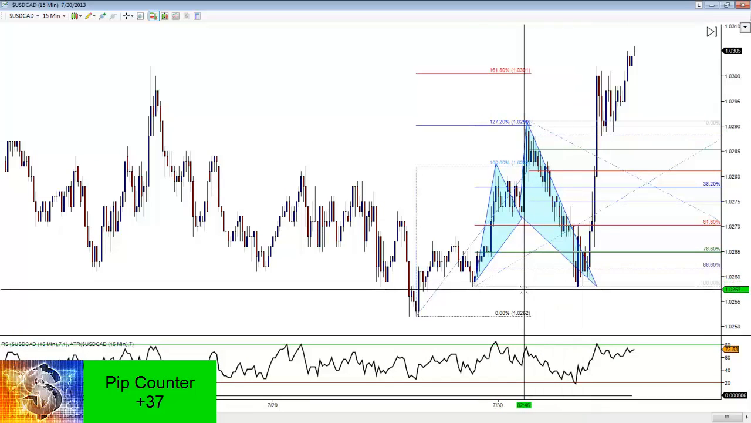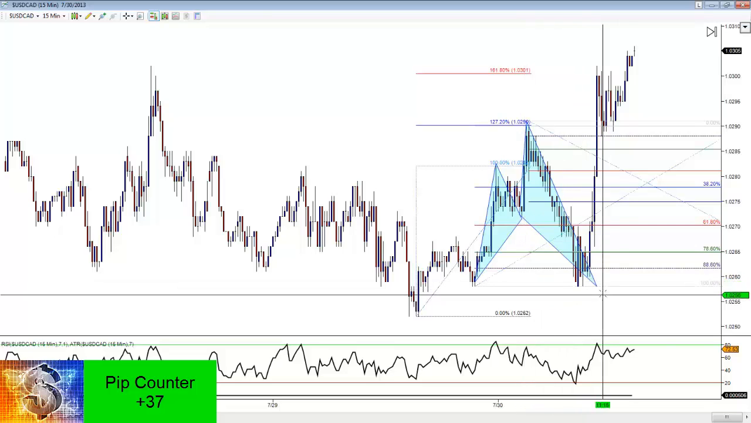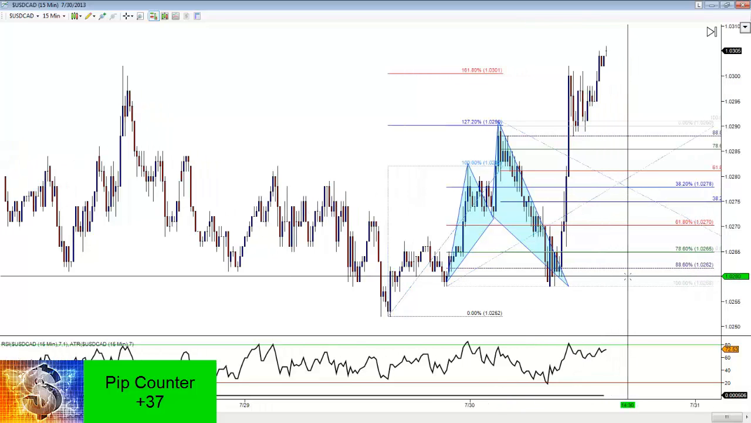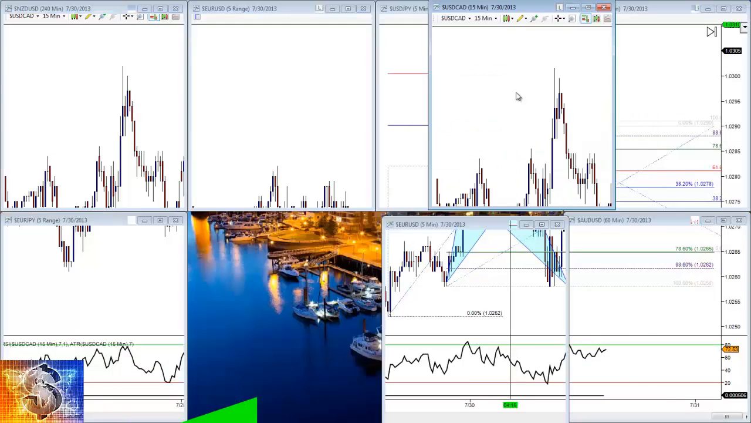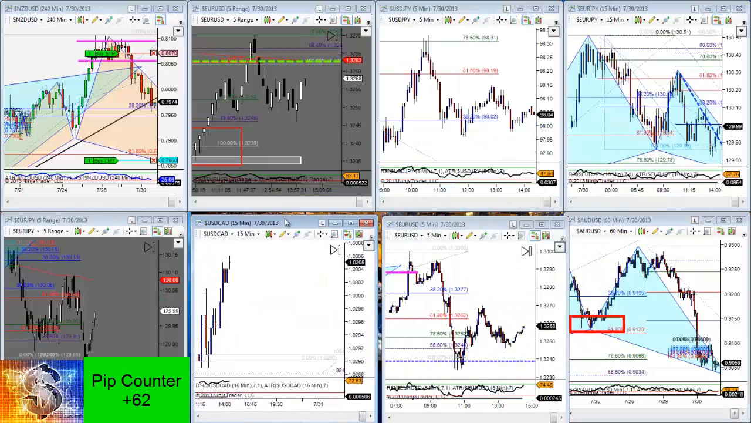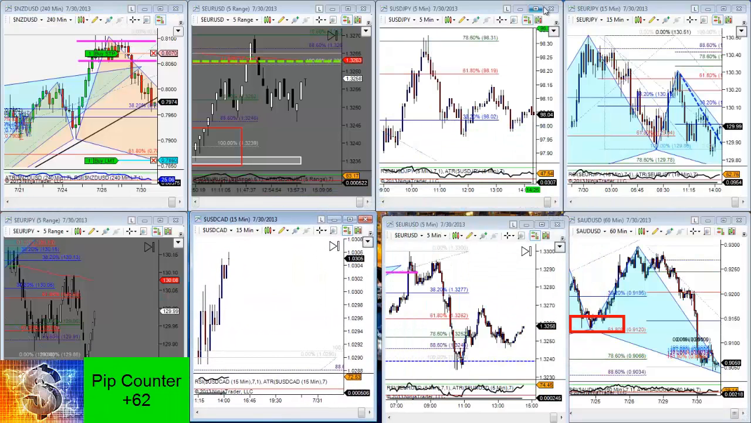Nice and smooth. Again, testing our X leg but never getting under it, and exploding up for both target 1s and target 2s. Looking at around 25, 26 pips total on this trade. So another pretty good winner. And keep in mind, these are on the lower time frames.